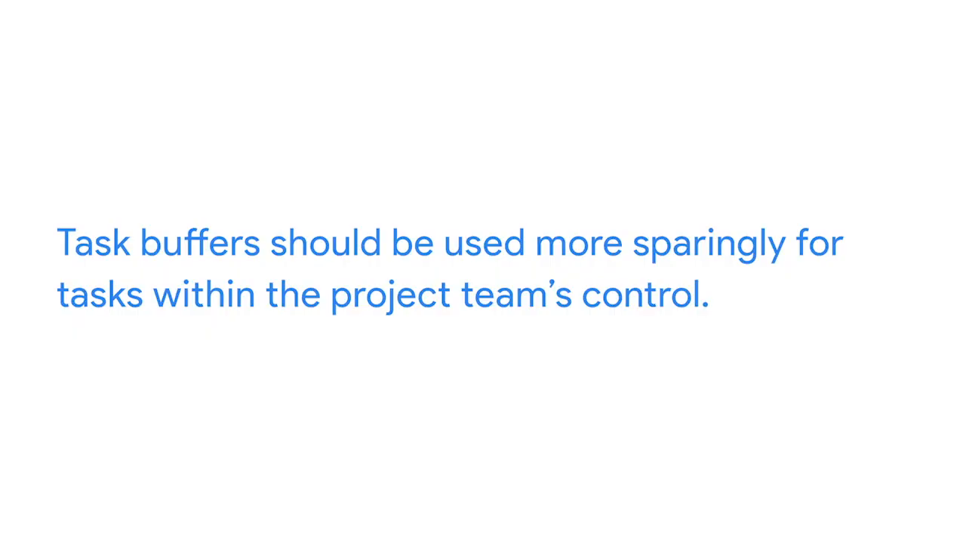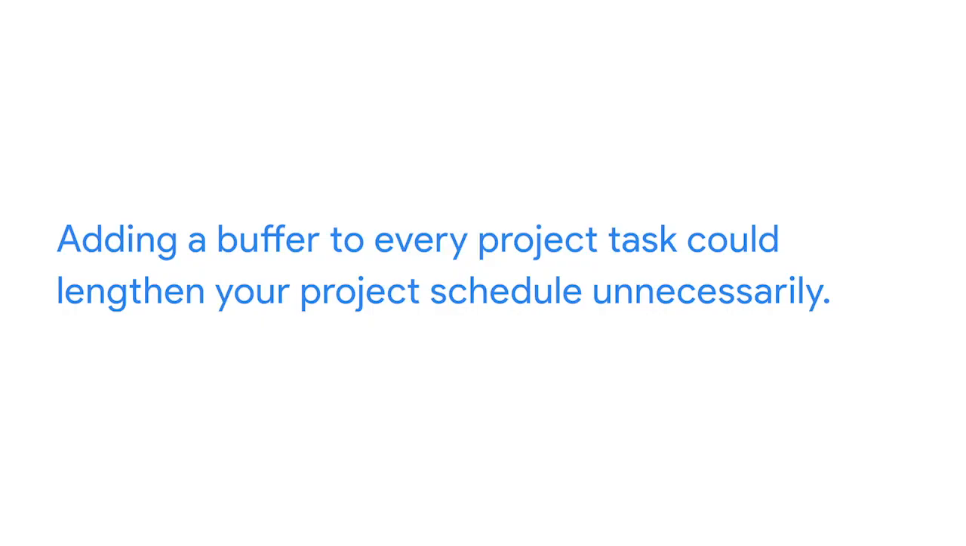Task buffers should be used more sparingly for tasks within the project team's control. For example, you might choose to add buffers only to tasks that are difficult to complete or that have an element of unpredictability, like the length of time it will take plants to grow. Adding a buffer to every task could lengthen your project schedule unnecessarily, leaving you, your team, and your stakeholders with an unrealistic timeline. This is where project buffers come in handy.